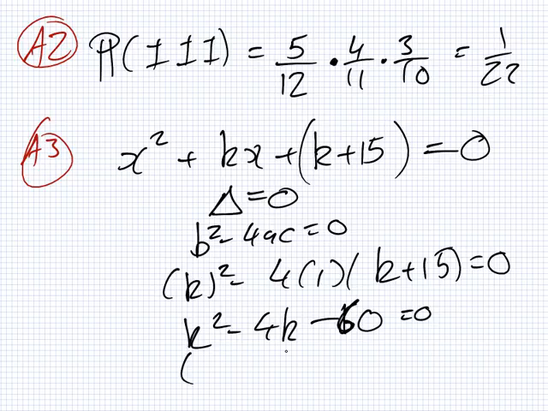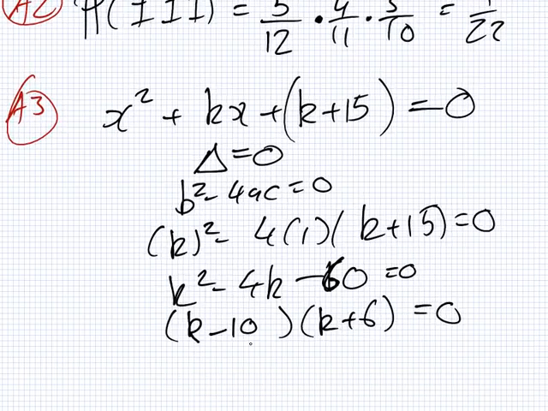Now, what roots have we got here? 60, we want to make 10, so could it be 10 and 6? k minus 10, k plus 6. So the answer is... D equals 0 is 1 root. D greater than 0, 2 roots. And less than 0, no roots. So k equals minus 6 or 10.